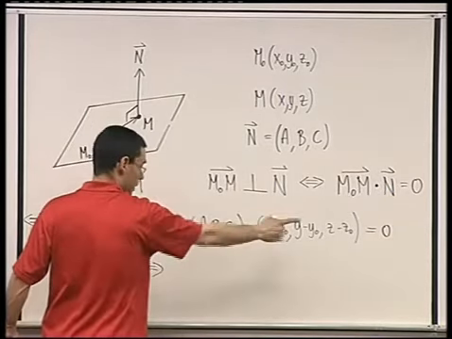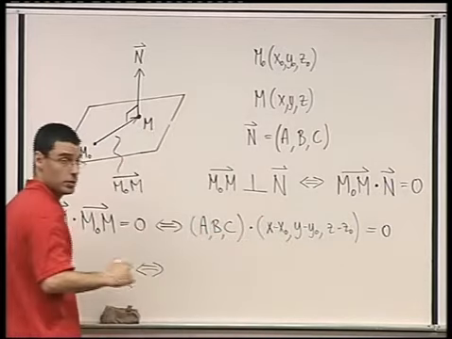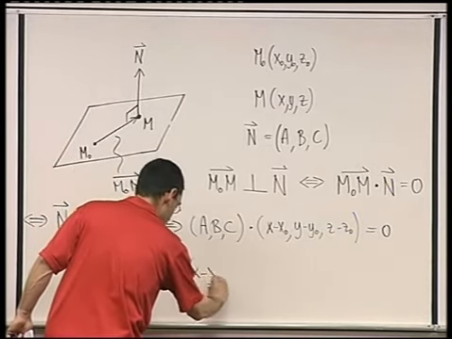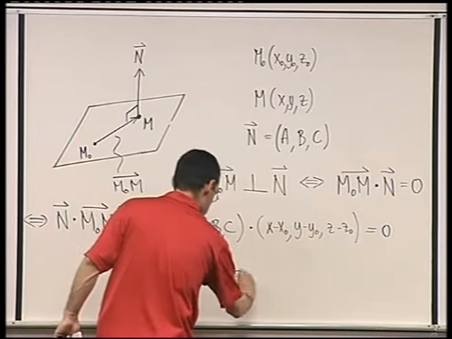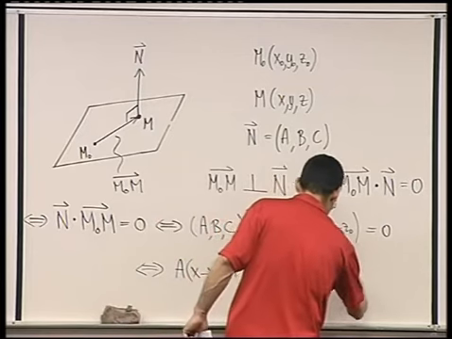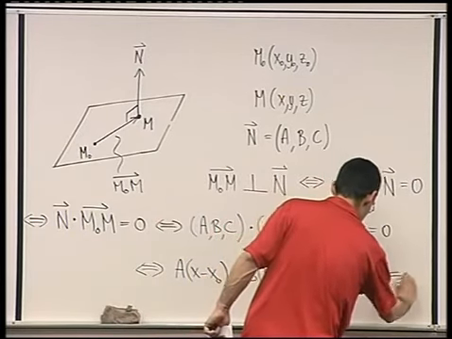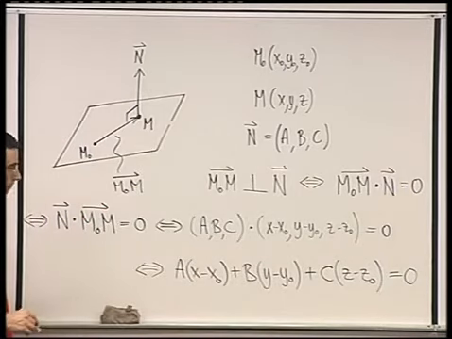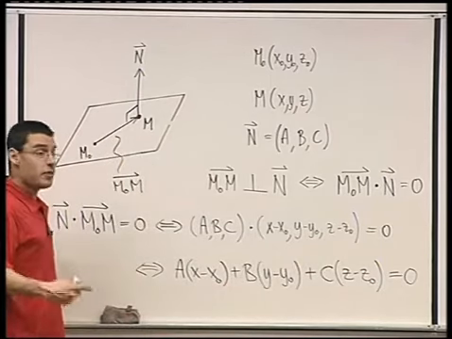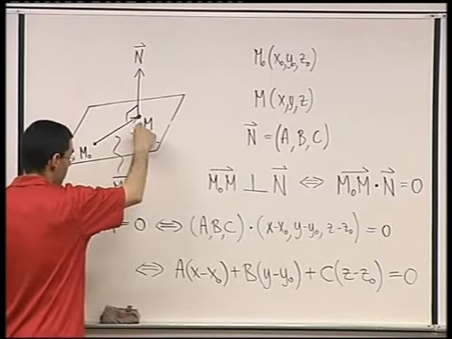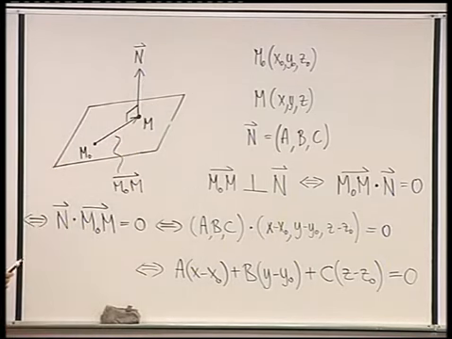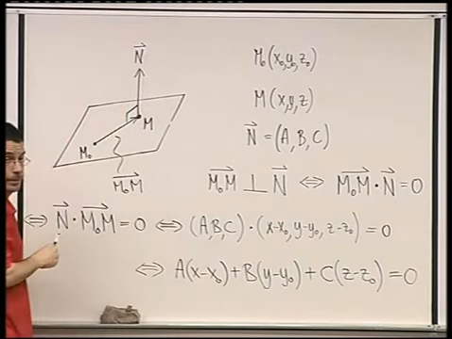How do we dot component-wise? We just multiply each component with the corresponding one in the other vector. So we get a times x minus x0 plus b times y minus y0 plus c times z minus z0 equals 0. So a point xyz is going to be on this plane if and only if, when I connect it to M0 by a vector and take the normal starting at that point, they're going to be perpendicular. If it's not on the plane, they're not going to be perpendicular. Do you agree?